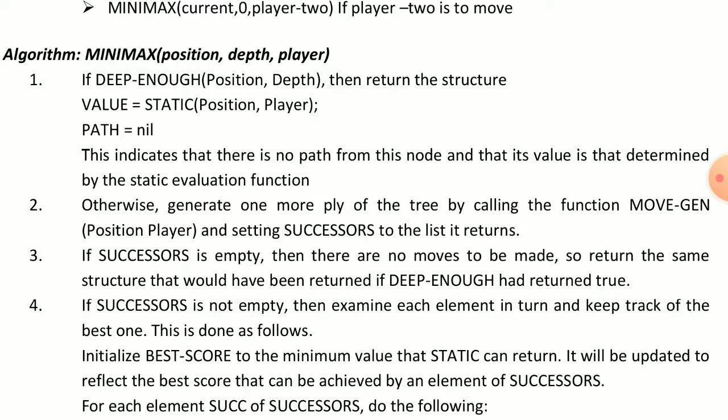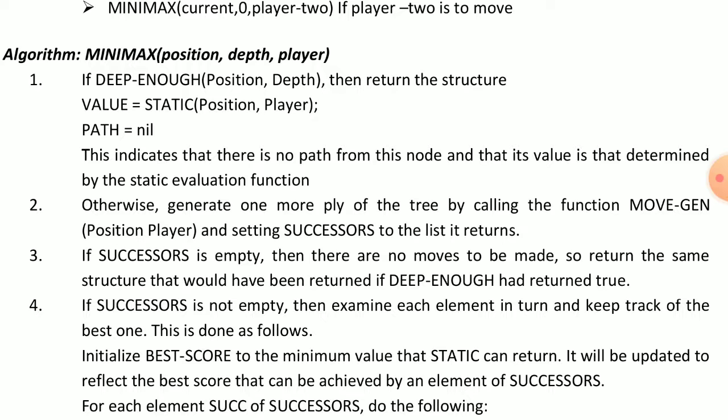So here we use the function move generation, and here we consider the position of the player and then we set the successors and we return the result or list. So this is our second step of the minimax algorithm.